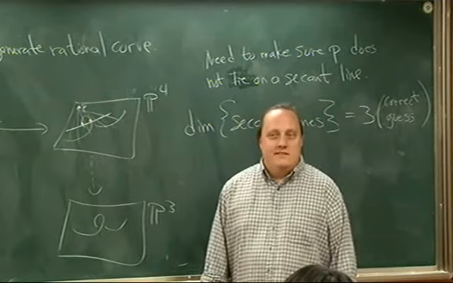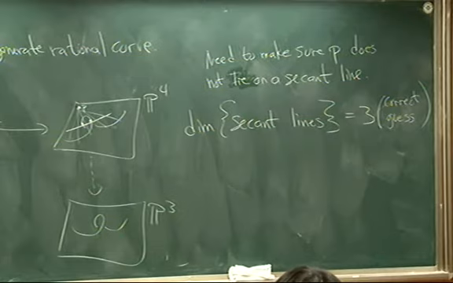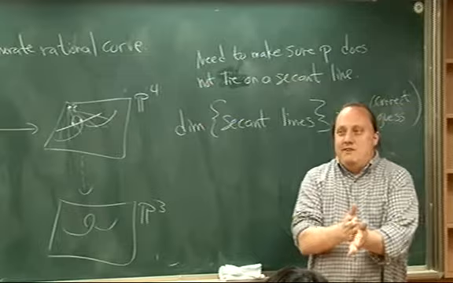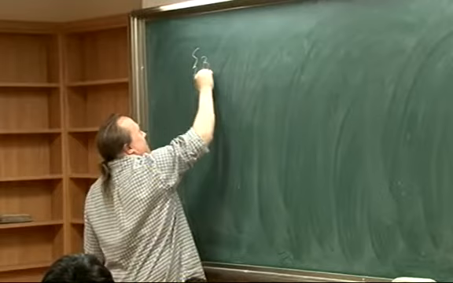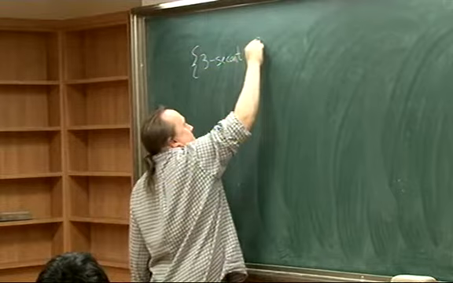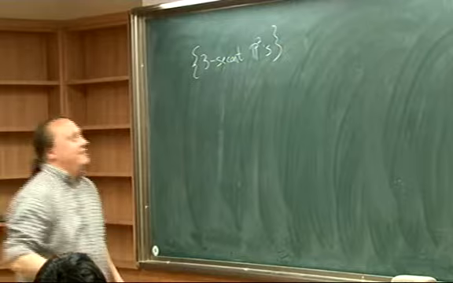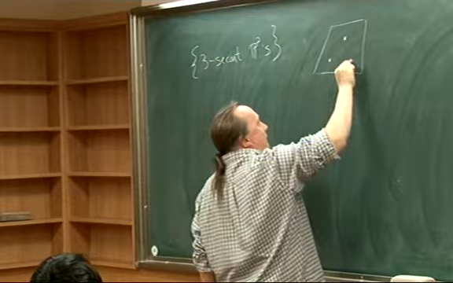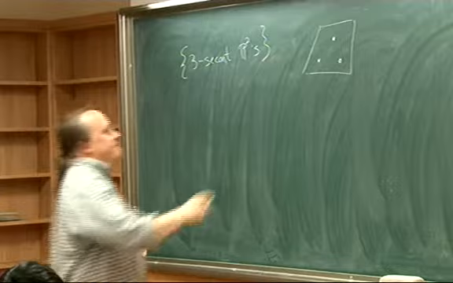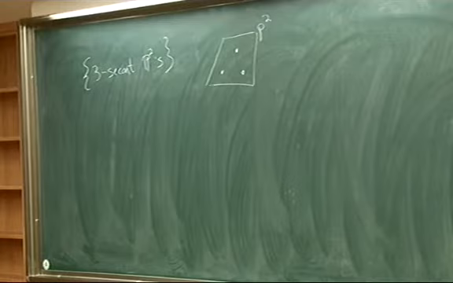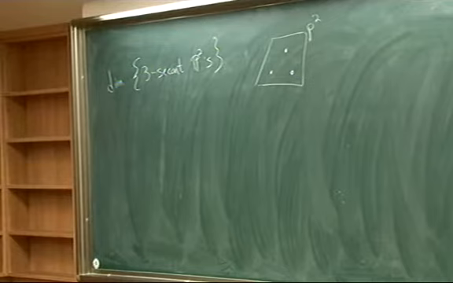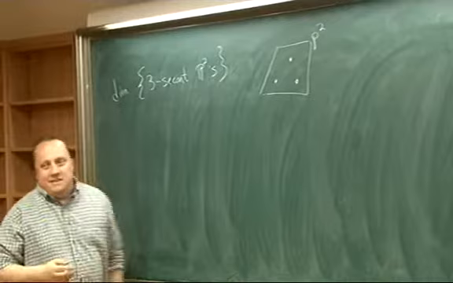Now, a little more to the story. Let me do it on the sideboard. For no other reason than it will be useful to us, instead of secant lines, what if we look at the set of 3-secant P2s? In other words, the set of things like this. A P2 that hits your curve in 3 points. If you look at the set of all of those, what does the dimension of this look like? It looks like 5. You do the same count. A 3-secant P2, that's 3 points on your curve, 1, 2, 3, that's 3 dimensions. And then a P2 is 2 more dimensions, so 5.